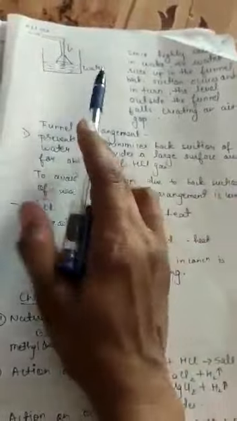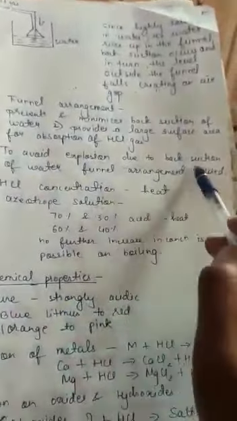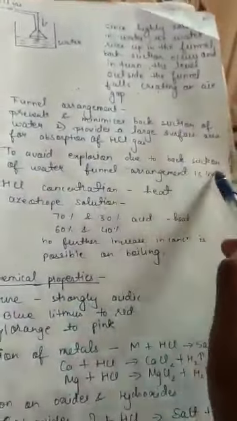Even this HCl, when it comes down and reacts with water, to avoid this water going back and reacting with the HCl which was collected in the jar, it might lead to an explosive reaction. So to avoid explosion due to back suction of water, the funnel arrangement is used. So these are the reasons why the funnel arrangement is used.